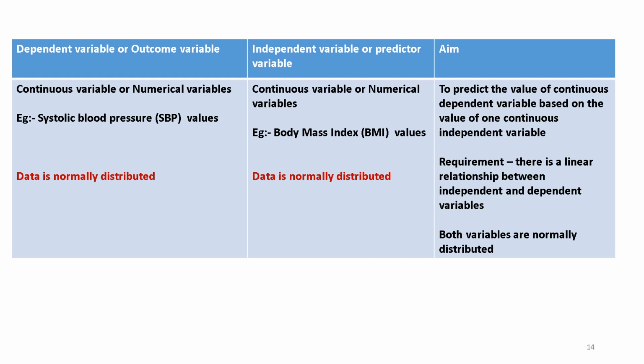Okay, requirement: there is a linear relationship between independent and dependent variables, and both variables are normally distributed. So in that case, you can apply linear regression analysis to predict the value of the dependent variable from the value of the independent variable.